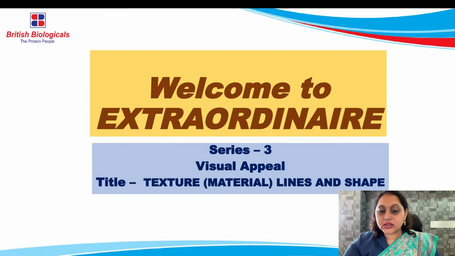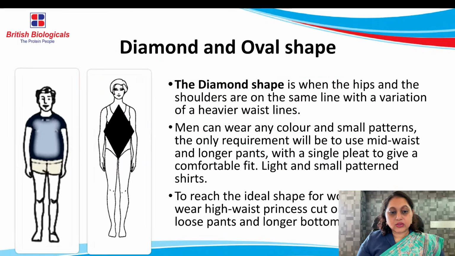Let us go into this session of Extraordinaire. We're talking about visual appeal, and this is the last session of visual appeal that we're going to do. We're going into lines, shapes, and textures, right? So last time we had done two shapes, and now we're going into the diamond and oval shape. When we're talking about the diamond and oval shape, we're talking about the shape of the body.